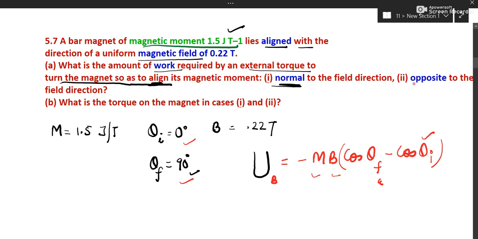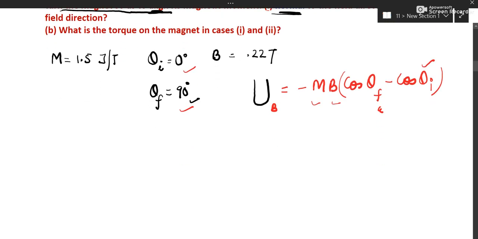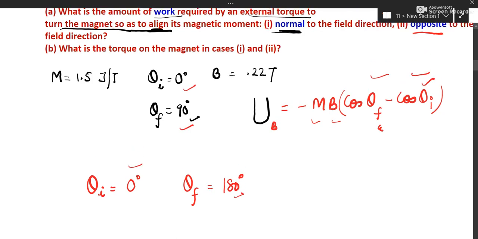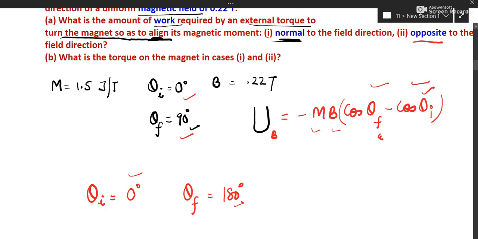Then you have to turn it opposite. The initial angle will remain the same, already given as 0 degree, and now finally you will have to go opposite, that is 180 degrees. So again, two values are given. You can substitute here and here, and find out the magnetic potential energy.